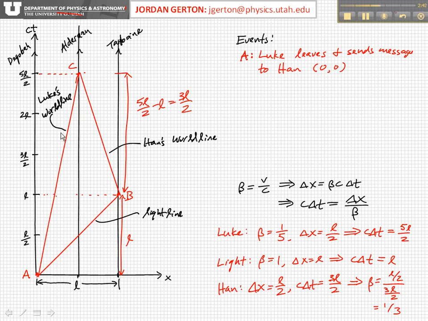Now, keep in mind that in this particular example, we're assuming that Luke and Han accelerate from rest instantaneously. That's obviously not realistic, but if the amount of time that they spend traveling at constant velocity is large compared to the time that they spend accelerating, this is a reasonable approximation. And in any case, this is sort of a qualitative exercise at this point.